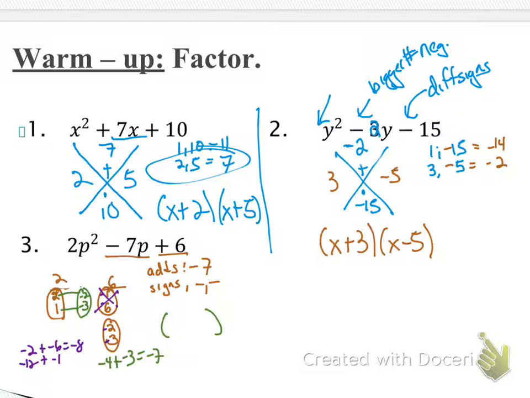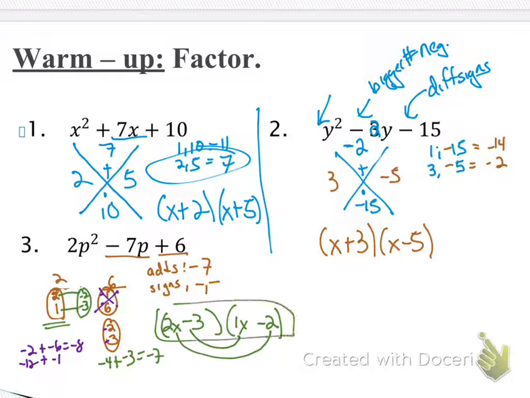Remember, when we do this, the first numbers come from this one. So we have 2x, 1x, and then the ones that are connected by lines cannot be in the same parentheses. So since the 2 is connected to negative 2, it has to go on the outside. And the 1 is connected to the negative 3, it goes on the inside. We connect them by smiling. And we see that it does create that nose and the smile. So we are good to go. So this is our group. So that's a nice reminder of factoring.